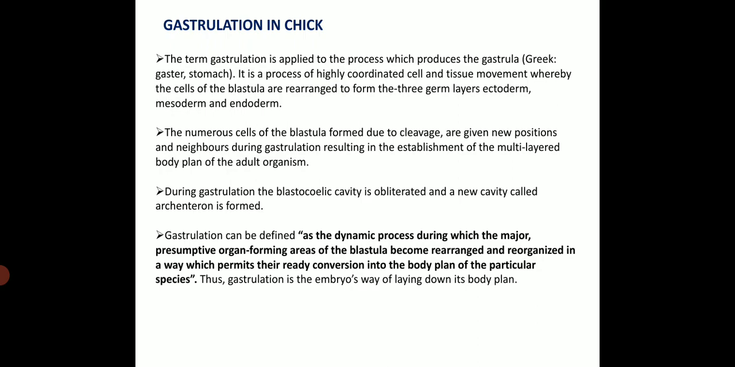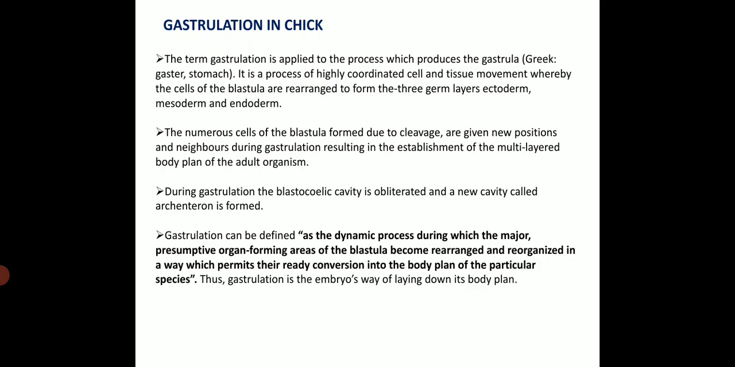The numerous cells of blastula formed due to cleavage are given new positions and neighbors during gastrulation, resulting in the establishment of the multi-layered body plan of the adult organism. During gastrulation, the blastocoelic cavity is obliterated and a new cavity called archenteron is formed.